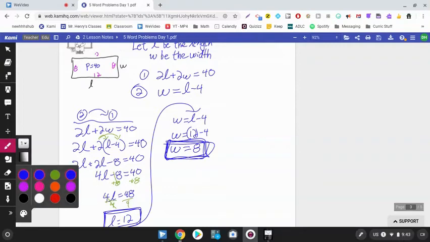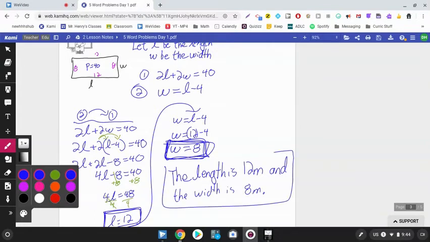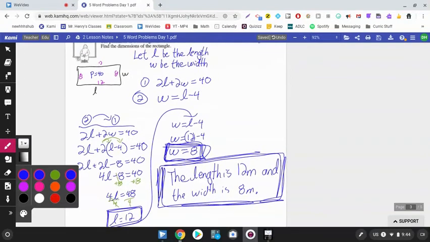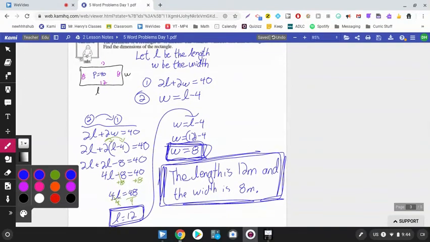A word problem needs a word sentence or a word answer. The length is 12 meters. Put my units in my final answer. And the width is 8 meters. Units in the final answer. All right, there you go. It doesn't need to be a paragraph, but I do need a sentence for my answer. We did very similar questions to that in grade 9. I think it's a lot easier now. You have different skills that allow you to solve it a lot easier.